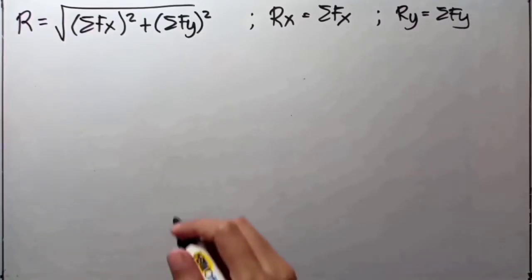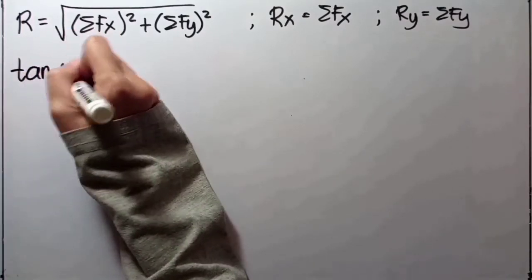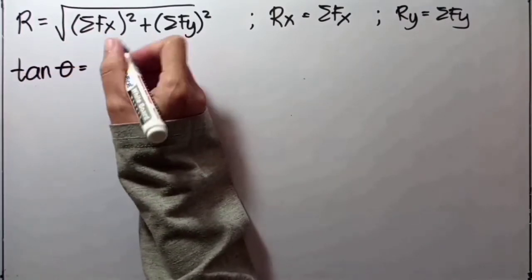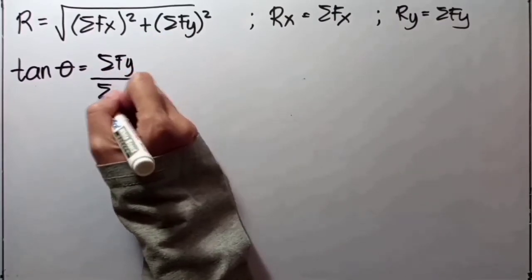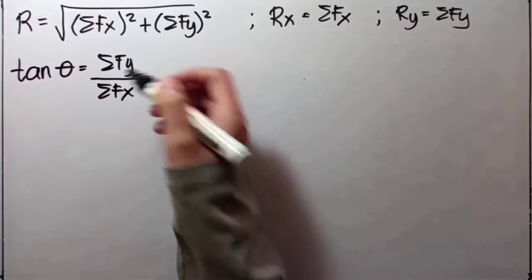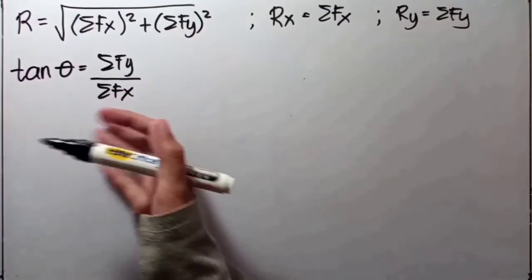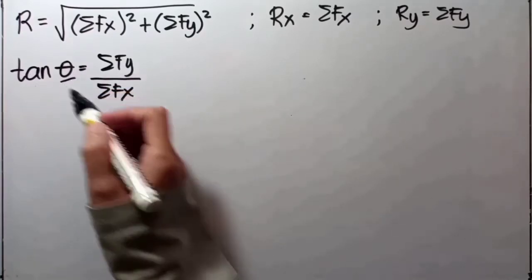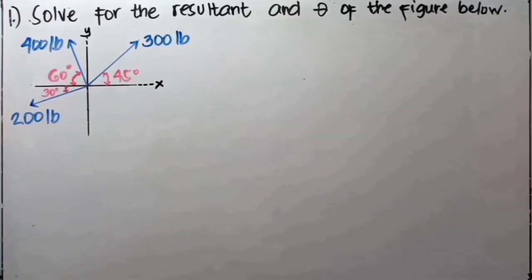In solving the angle, it is a little different, which is tangent theta equals the summation of the forces Y all over the summation of the forces X. So, you add all the forces Y and forces X, divide them, and then use this formula, and you will get the given angle or the angle you are looking for. Now, let's solve some problems.